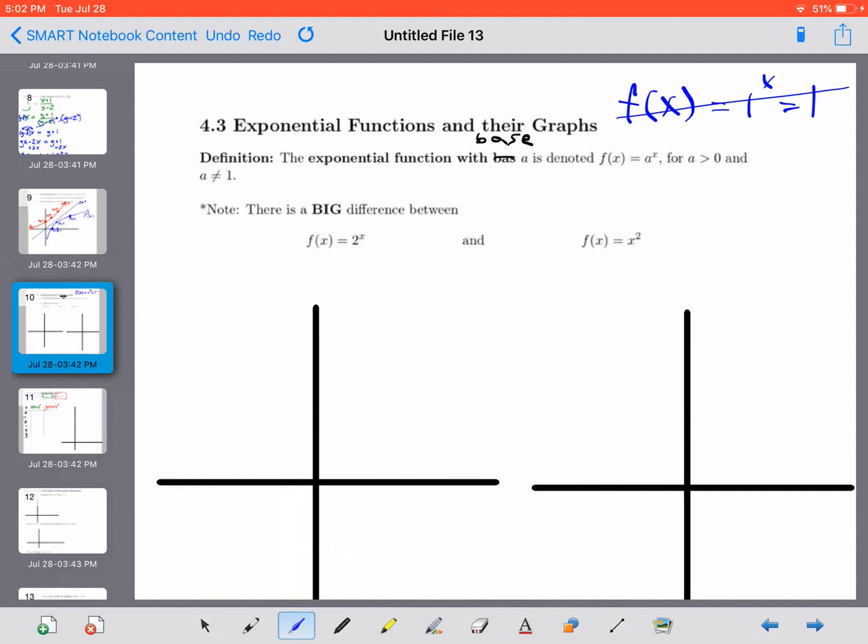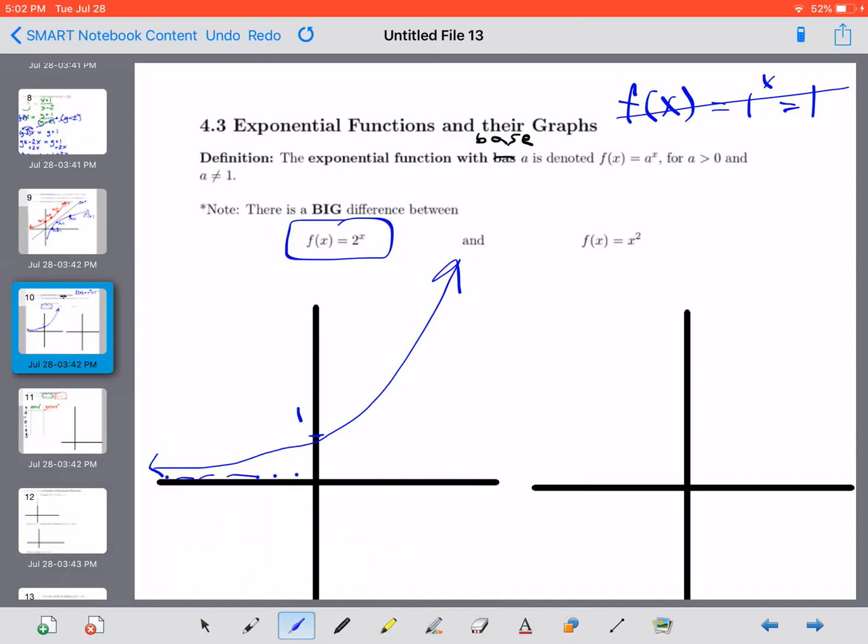Now, there's a big difference between an exponential function, like, for example, f of x equals 2 to the x, and a polynomial function, f of x equals x squared. So if I were to sketch this graph f of x equals 2 to the x, it would look something like this. Okay? It would grow very quickly in that first quadrant, and then in the second quadrant, as x heads to negative infinity, we get this horizontal asymptote at 0.